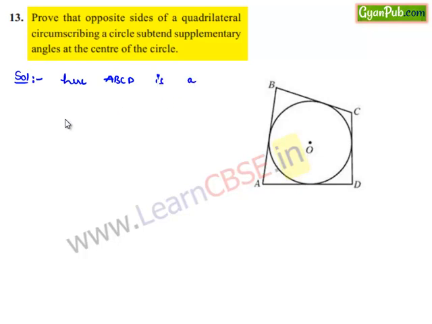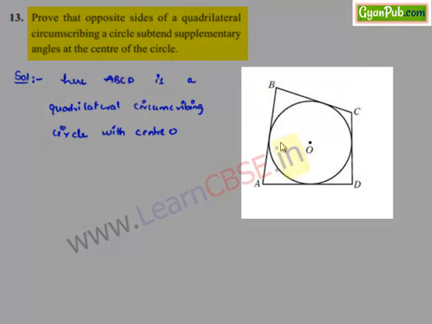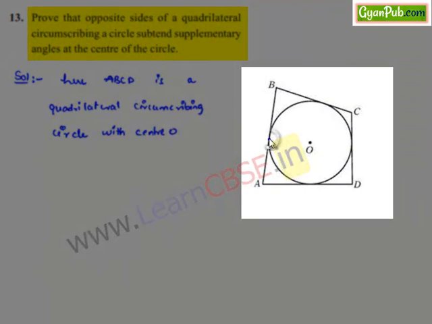is a quadrilateral circumscribing a circle with center O. Let the circle intersect AB, BC, CD and DA sides of the quadrilateral in P, Q, R and S respectively.